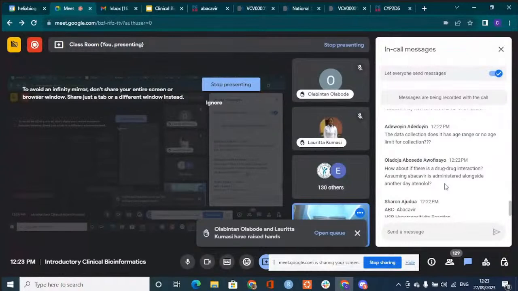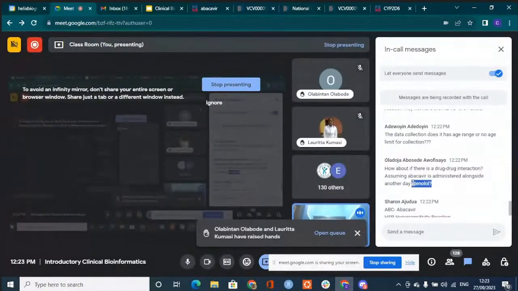So how about if there's a drug-drug interaction, assuming Abacavir is administered alongside another drug, let's say atenolol? I don't know the function of all other drugs, but maybe it's Abacavir and atenolol together that is causing this hypersensitivity. It could be that. So what you need to do is type the name of this other drug as well.